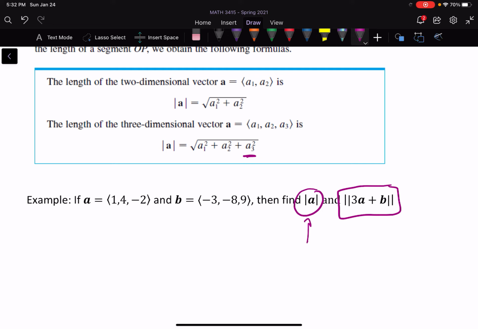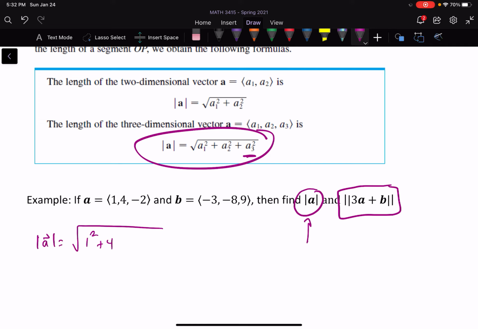All right, so anyways, let's do this. The magnitude of a, we're just going to use the formula directly. So the magnitude of a is going to be the square root of 1 squared plus 4 squared plus negative 2 squared. So that's 1 plus 16 plus 4, and that looks like the square root of 21. Okay, and that's it.